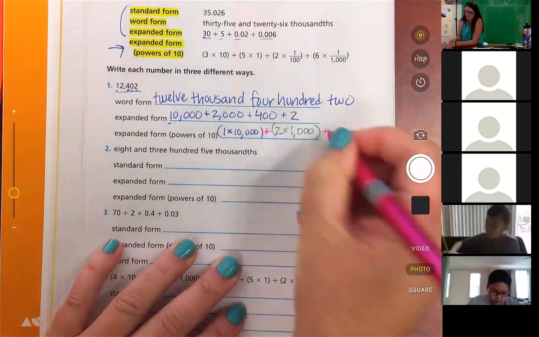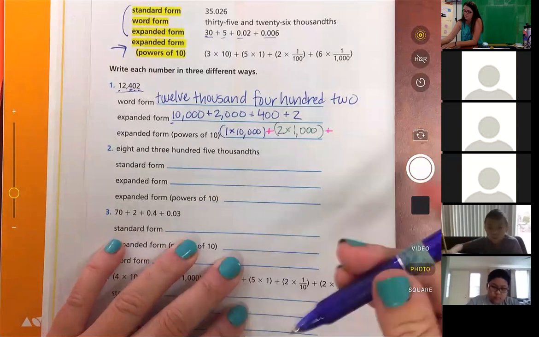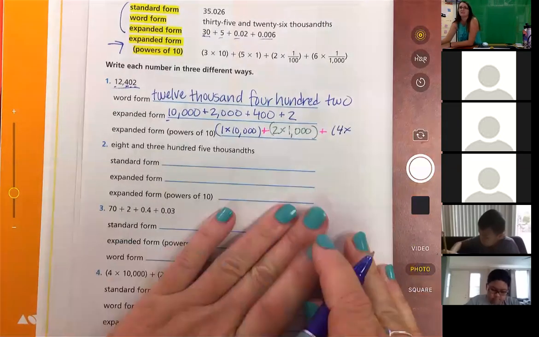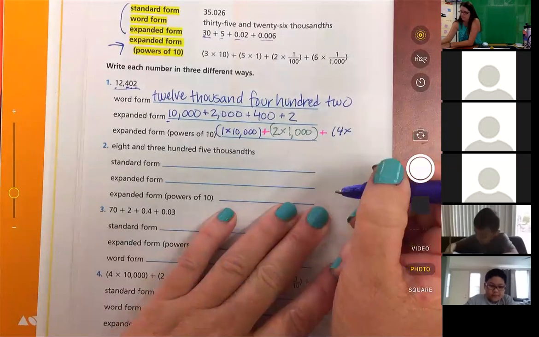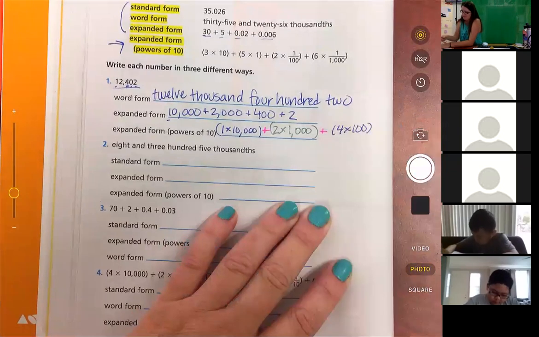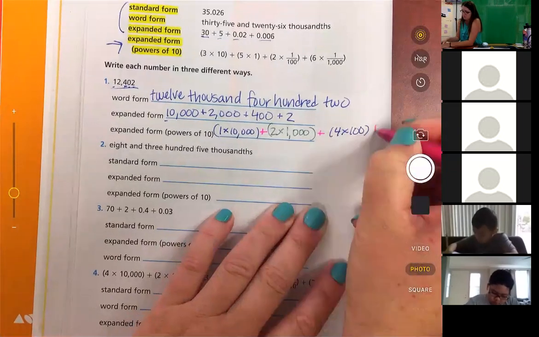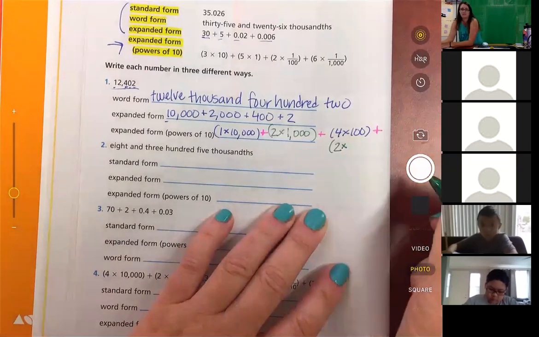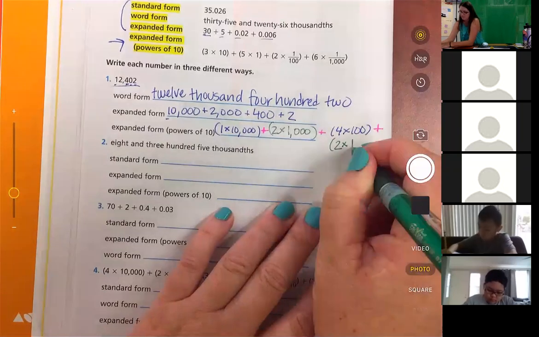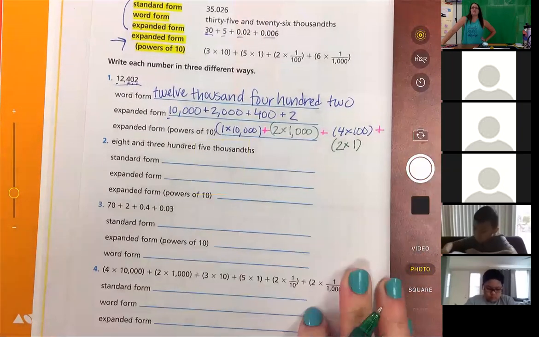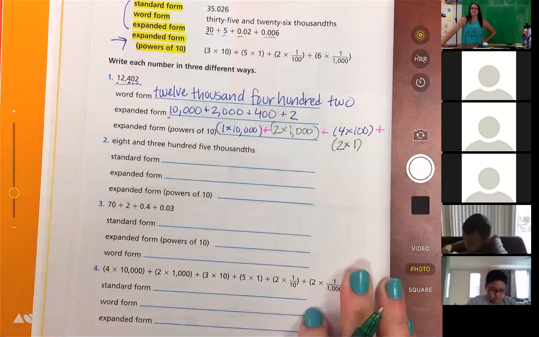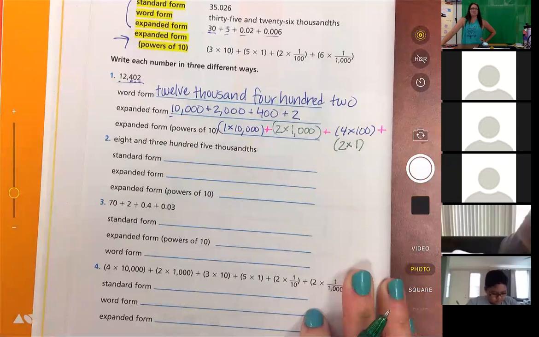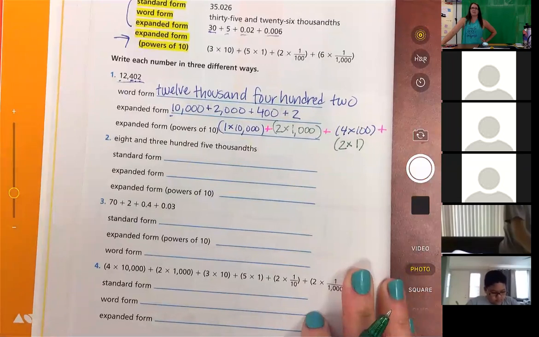Plus, my next digit is my 400. So it's going to be 4 times, what place is it in? 100. Then my next one is going to be 2 times, what place is that 2 in? The 1's place, so 2 times 1. So there's my expanded form powers of 10. Woo! A lot of work for those. Ready for the next one?